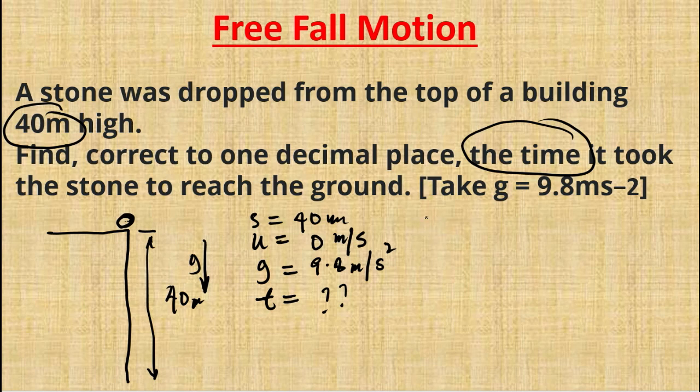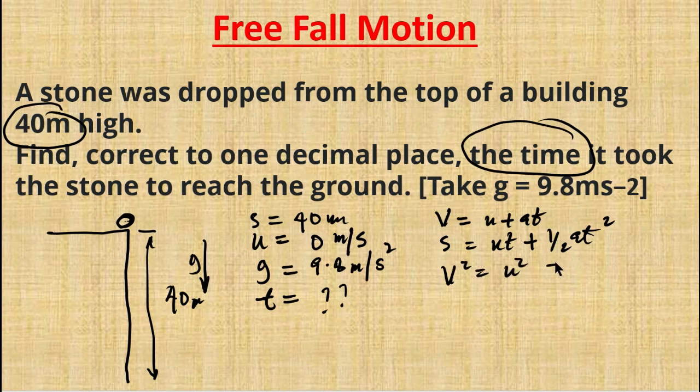Now the first thing I want to do is to draft out our various equations of motion. We know that V is equal to U plus AT. We also know that S is equal to UT plus half AT squared, and I also know that V squared is equal to U squared plus 2AS. Now, considering the parameters I have, the best I should apply is S equals UT plus half AT squared. So in this case, my A will be equal to G because it's acceleration due to gravity. So my S is equal to UT plus half GT squared.